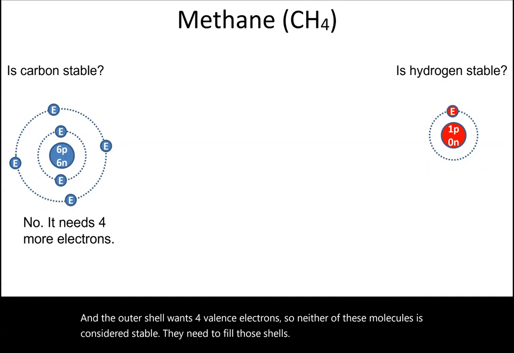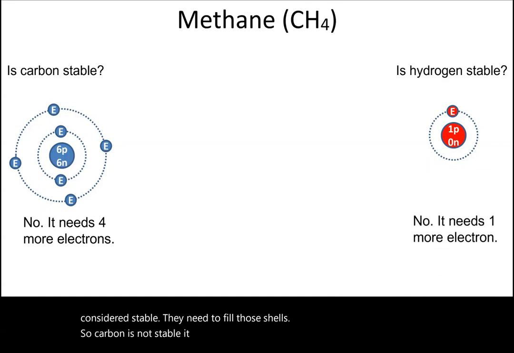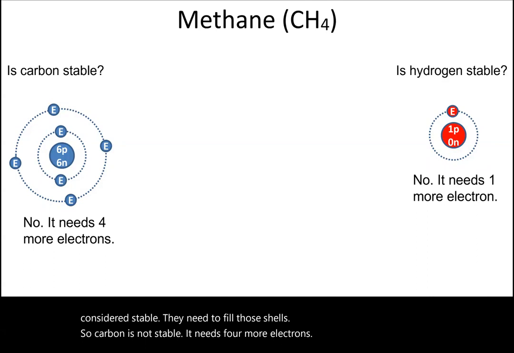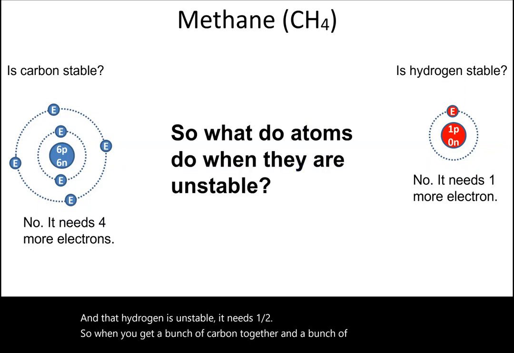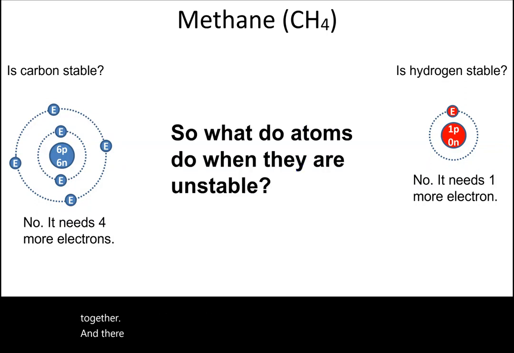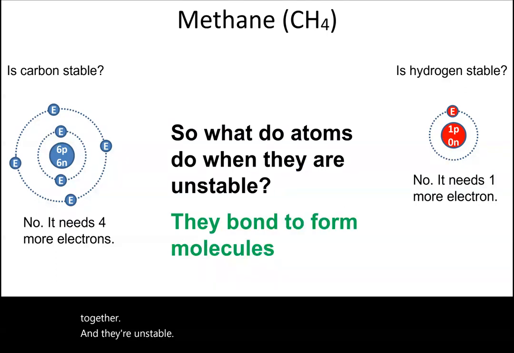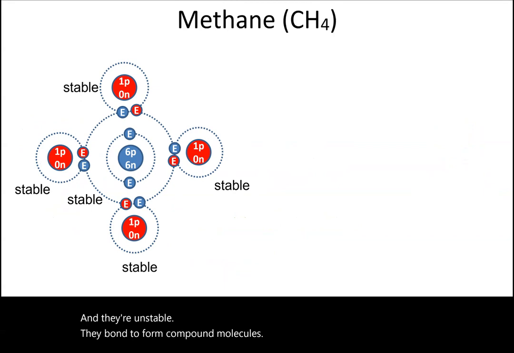So carbon's not stable. It needs 4 more electrons. And that hydrogen isn't stable. It needs one too. So when you get a bunch of carbon together and a bunch of hydrogen together and they're unstable, they bond to form compound molecules, like methane.